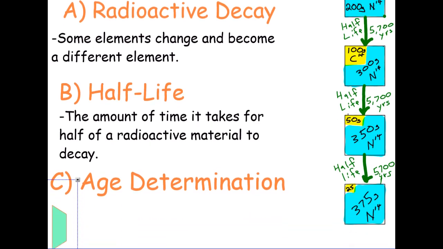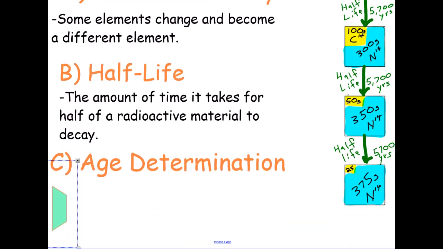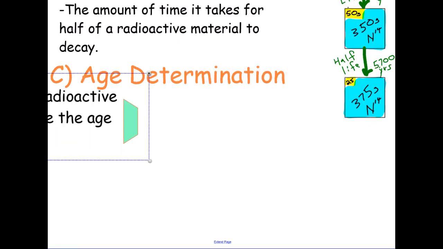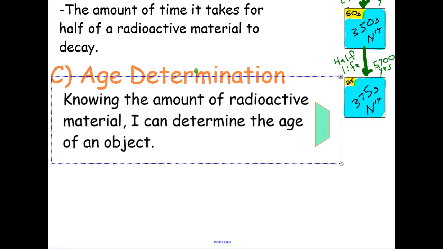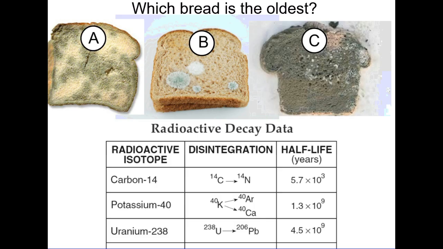What are we going to use this for? Now that we know this, we can figure out the age of certain materials, knowing how much radioactive material there is. For instance, if you look at this, which bread do you think is the oldest? Obviously, C is the oldest. It's got the most amount of decayed material. It's got the least amount of bread left.